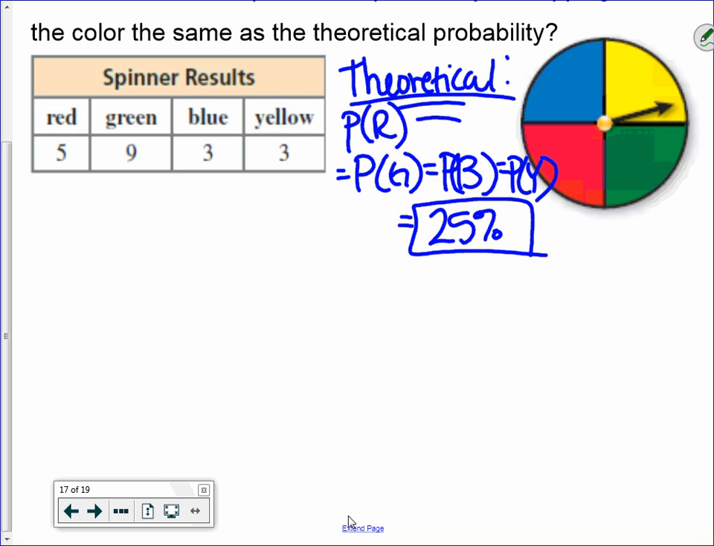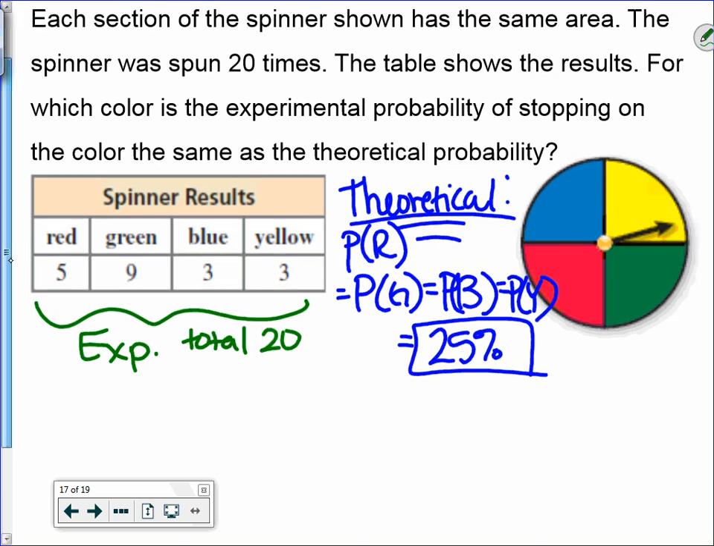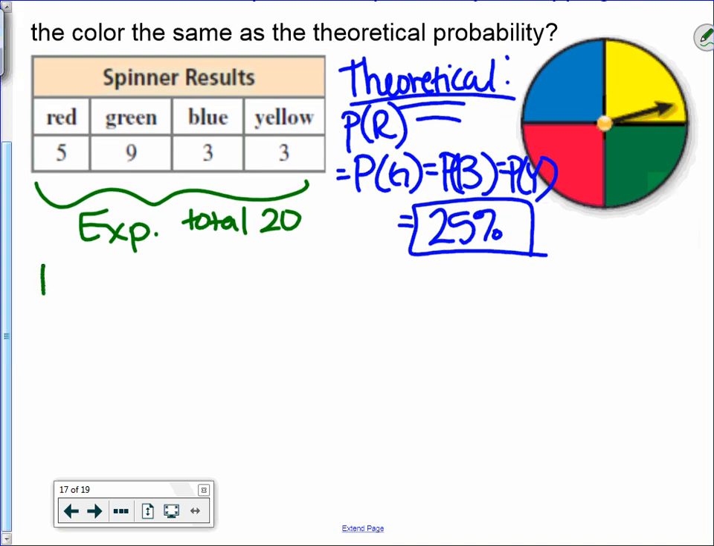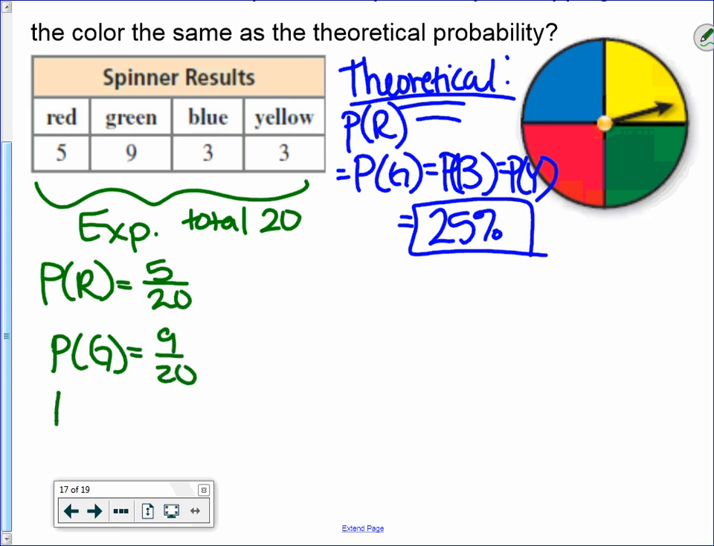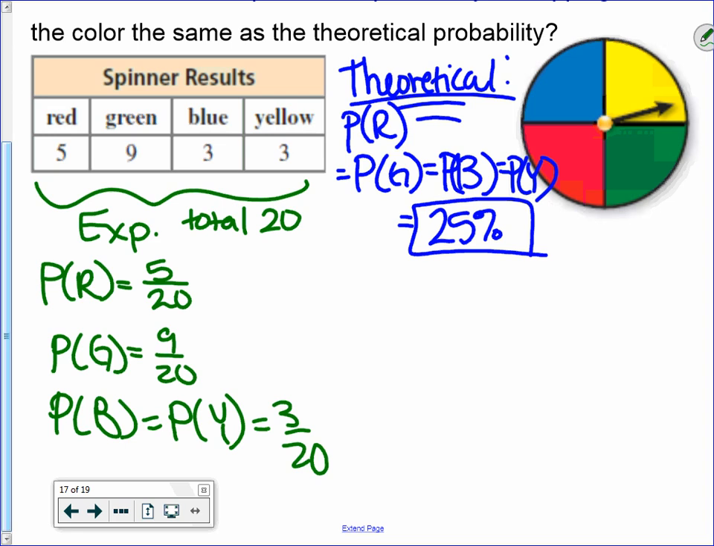Now for the experimental, okay, you know that you're taking all of these out of a total of 20 spins, and it says that up in our problem here. So they spun it 20 times. Now, based off of the experimental, the probability of red, they got 5 out of the 20 times. Probability of green was 9 out of 20 times. Probability of blue and the probability of yellow was 3 times. So I'll just put those all together in one since you're going to get the same thing.